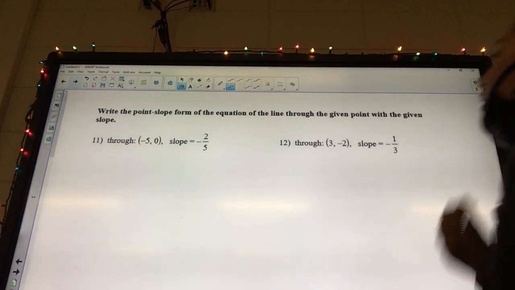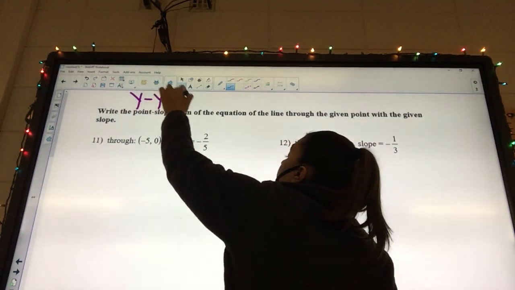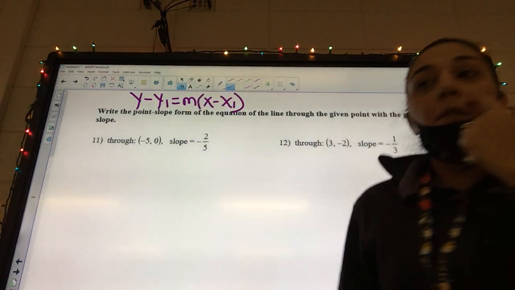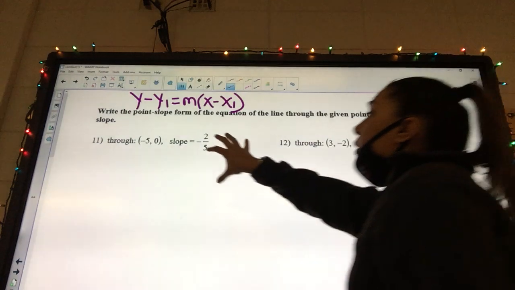Okay? This one says, write the point slope form. Okay, y minus y1 equals m times x minus x1. Make sure you have the formula somewhere on your sheet because you're going to need them, and I'm not writing them down for you. Okay, so write the point slope form. So that's what we need our answer to look like. Well, let's look at what we've got.